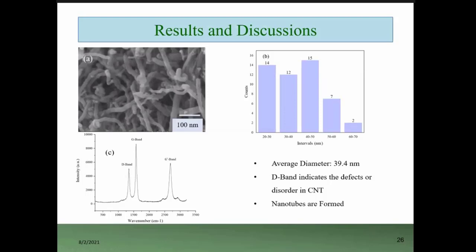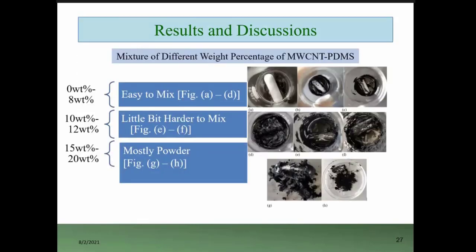Now, coming to the mixture of the carbon nanotube with the PDMS, I found some different behavior when I was changing the concentration of the carbon nanotube inside the PDMS. What I found is that when the concentration was low, for example, 0 to 8 weight percentage, it was quite easy to mix the carbon nanotube with the PDMS using the magnetic stirring.